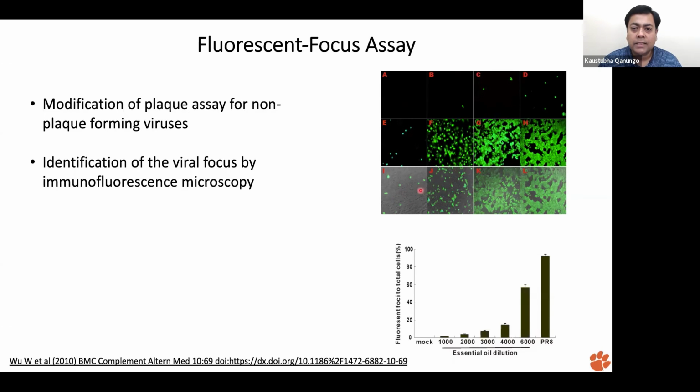And you can see that this is an overlay from a phase contrast microscope. You can see the cells in the background, and these are the fluorescent foci. And you can just measure the dilution the same way, and instead of a plaque, you just assay these. That's one of the modifications.